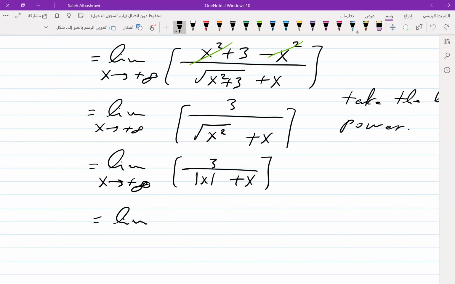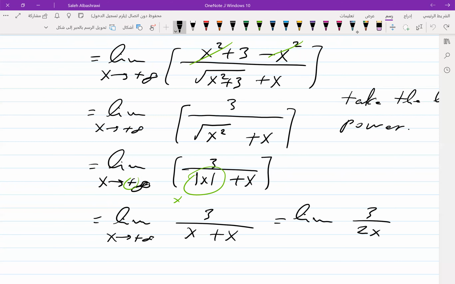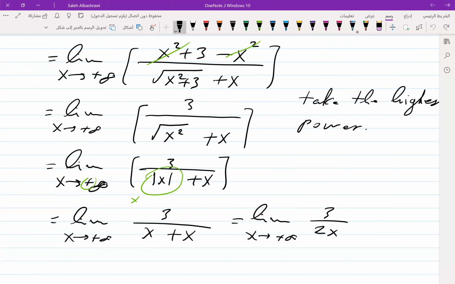This is the limit of 3 over x plus x. This one, because we have plus infinity, this will give me x. As x goes to plus infinity, this is equal to the limit of 3 divided by 2x, as x goes to plus infinity. And from the theorem, since we have x down with x going to infinity, this is equal to 0. So I got 0 at the end. So the limit for this function is equal to 0.